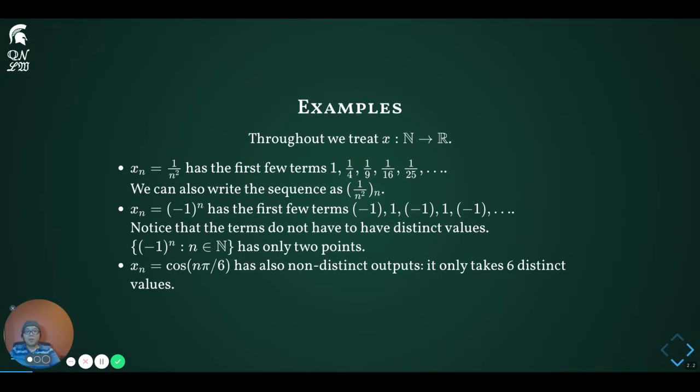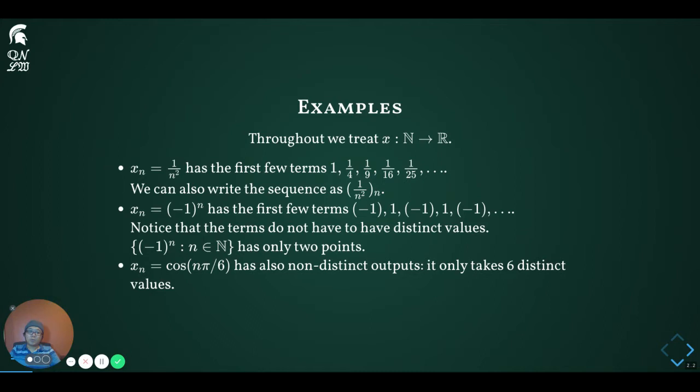In the second example, the sequence has the formula -1 raised to the power n. The first few terms are -1, +1, -1, +1, and so on. Notice that the terms of the sequence need not have distinct values. Values can be repeated over and over again. Different occurrences of the same output are distinguished by their differing place or index. The set of output values of this sequence contains just 2 points, 1 and -1.